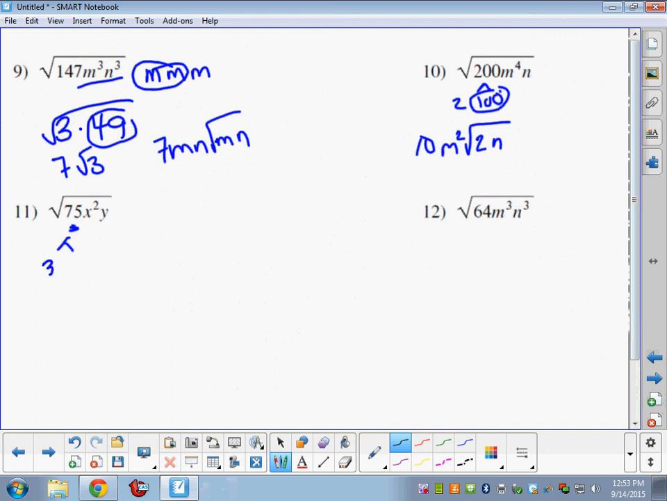75, that's an easy one because I know 3 times 25 is 75, and 25 is my perfect square. So I have 5 root 3. This x squared is going to come out as x, and the y is going to stay underneath. So 5x root 3y. 64 is a perfect square, so 8's coming out. M cubed and n cubed, each of those are going to have 3 letters, so they would have 1 pair. So I'm going to have 1 of each letter come out, and 1 of each letter stay underneath.